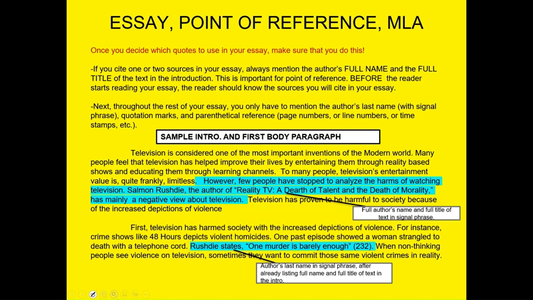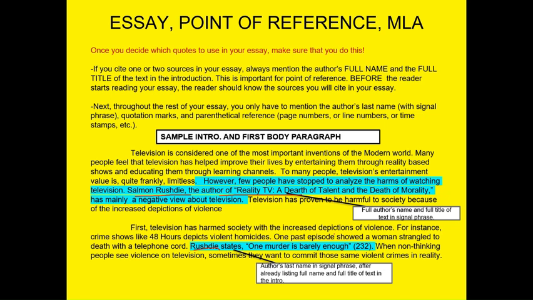For instance, look at this example. Salman Rushdie, that's the author's full name, the author of this article. Okay, the title of the article. I mentioned the full author's name and the title of the article. And once I do that, the only thing you have to do throughout the rest of your essay is mention the author's last name, just the last name, and the quote and the page number. That's it.